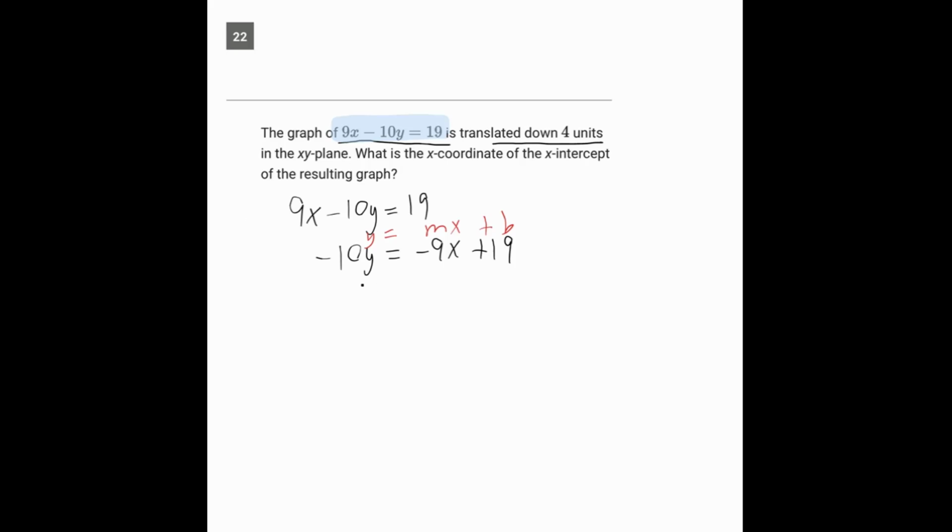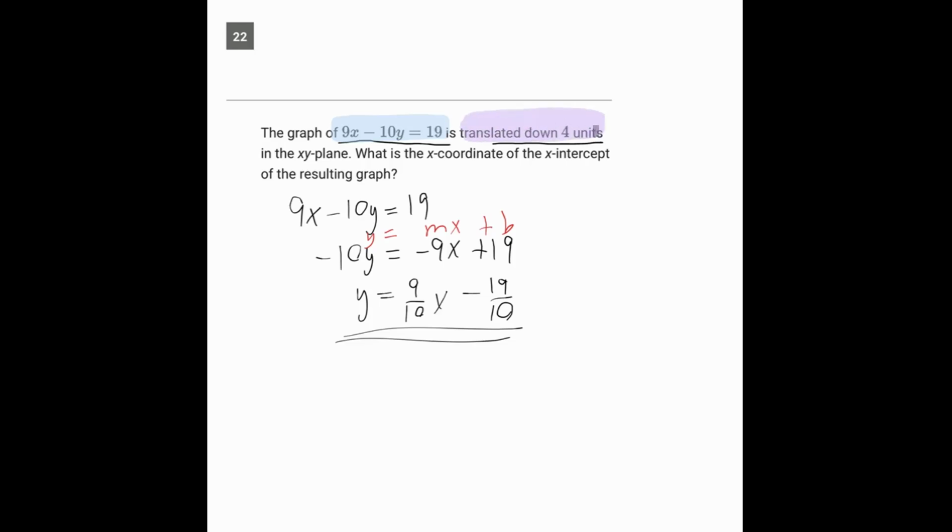Now we can divide by negative 10 on both sides, and we'll have y equals positive 9 over 10x minus 19 over 10. That's because when we multiply or divide by a negative, the same sign, so negative 9 over negative 10, gives you positive, and opposite signs, 19 over negative 10, gives you a negative. So now we have the equation of this line. It starts at almost negative 2, and then from there it'll go up 9 and over 10 on a graph. And we're seeing that this is all being translated down 4 units.